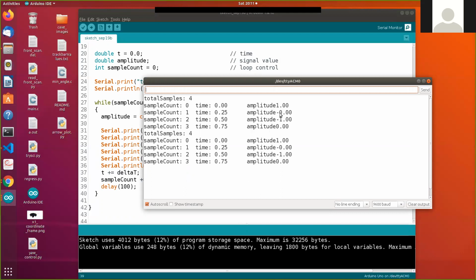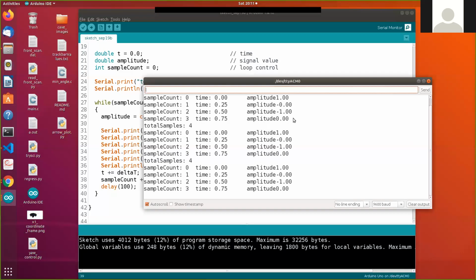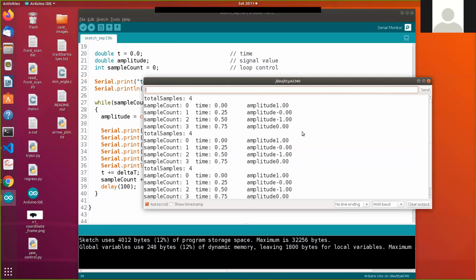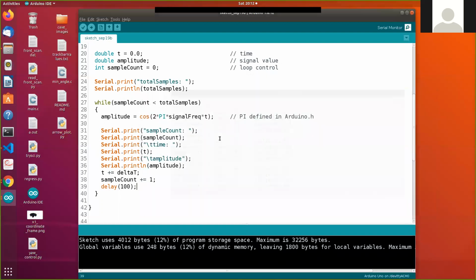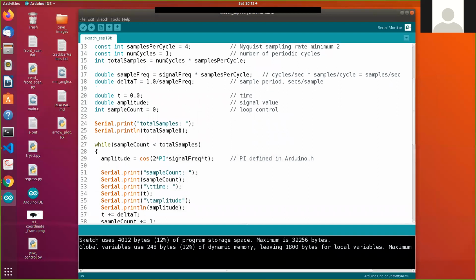Cosine, so at 4 samples, the next one would be 90 degrees. This is 0, it's showing as -0 here. Doesn't really make a difference. Then -1, and then 0. So if you were to divide a sine or cosine wave into fourths and go from 0 to 90 to 180 to 270, these would be the values of the amplitude you would expect to see. So this is sort of, right, a quick sanity check of when you run something like this.